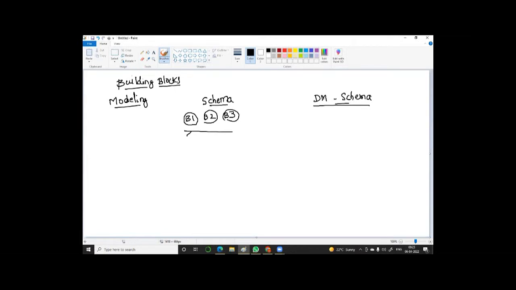And there are three types of schemas: star, snowflake, and galaxy schema. And then what a dimension is, and the types of dimensions. This we will read in this class.